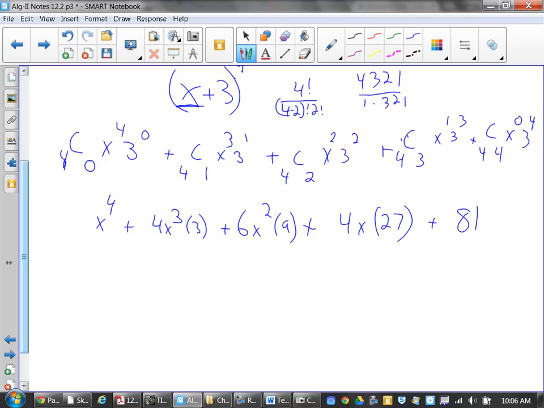So now you just go back and multiply it out. We get x to the 4th plus 12x cubed plus 54x squared plus 108x plus 81. And you're done.